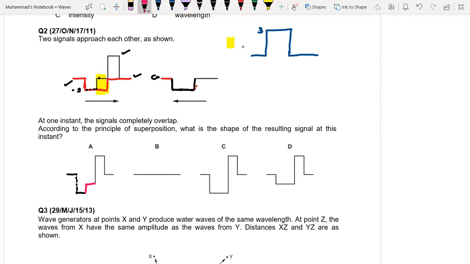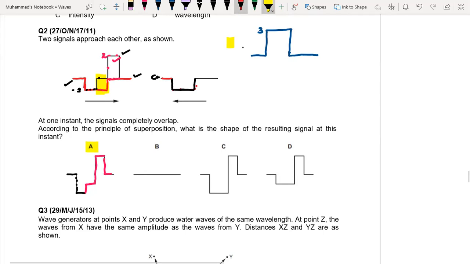After that, if I look at this region, the displacement is positive, let's say 2 units, and the displacement of this wave is 0. So if I add these two, then the displacement will be positive 2. Okay. So this is the resultant displacement of these two waves. So option A is correct.